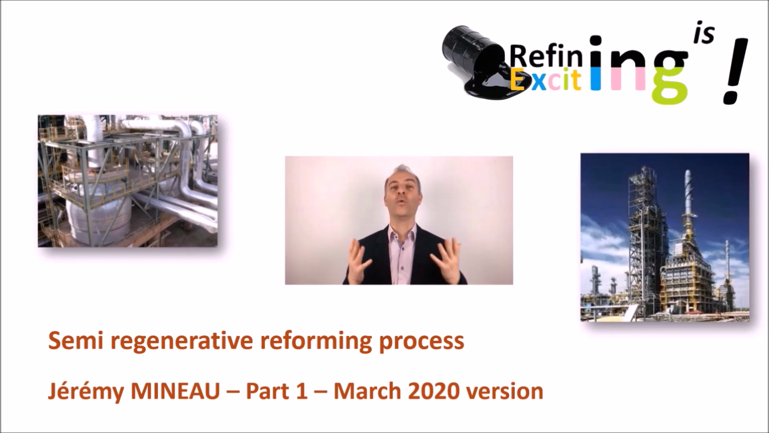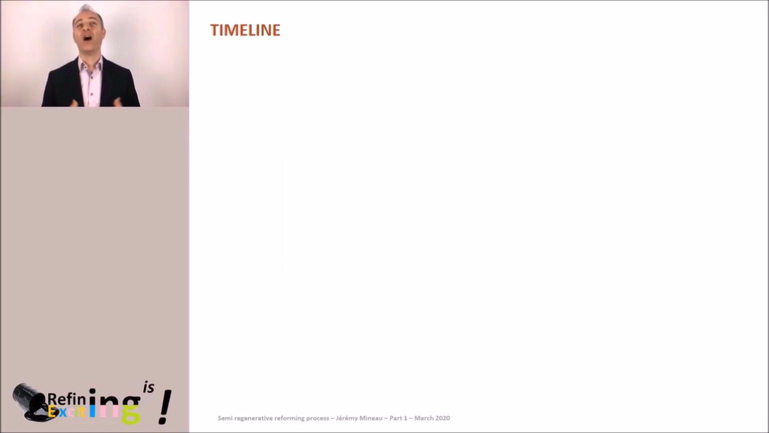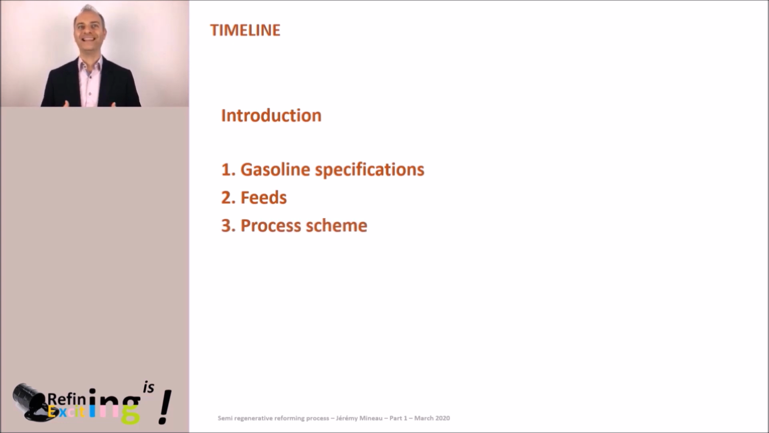Hello everyone, and welcome to these 3 videos dedicated to catalytic reformers. So here is how these videos will be organized. We start with an introduction, then we will be focusing on the specifications for gasoline. We will highlight the quality of feedstock coming into the catalytic reformer. Then we will go more into the details of how the catalytic process operates. And finally, we'll look at which key operating variables are important for running the unit. We'll wind up with a conclusion.